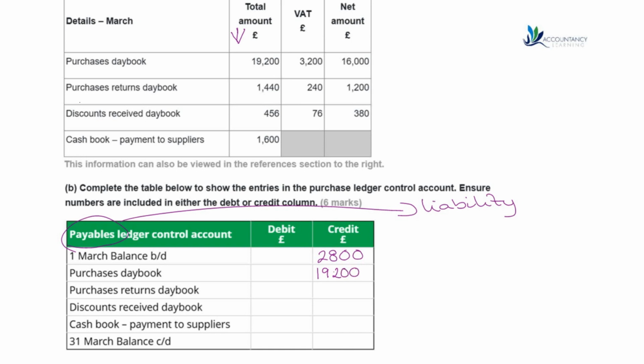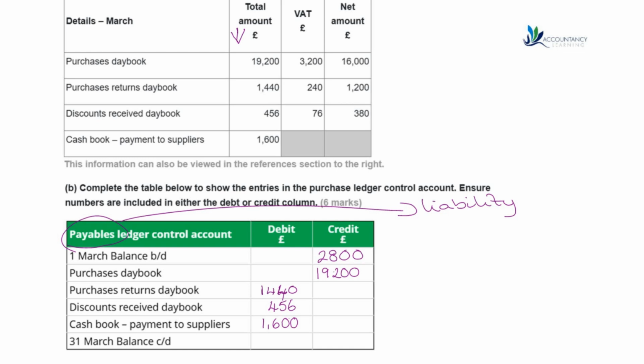Now we've got purchase returns daybook, so that's going to be the opposite. So that's going to reduce our liability. Discounts received daybook, so again that's reducing the liability. They're giving us a discount, so we owe them less. And then the cash book payment to suppliers is how much we've already paid over, so that will also reduce how much we owe them.